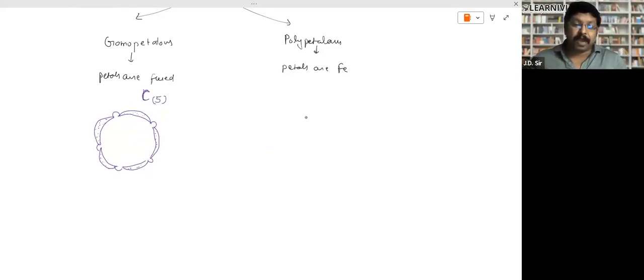But suppose there are 5 petals and the petals are free from each other. Again, 1, 2, 3, 4, and 5. There are 5 petals, but all their margins are free from each other. So we will write corolla 5, and that is the polypetalous condition. Is that clear?